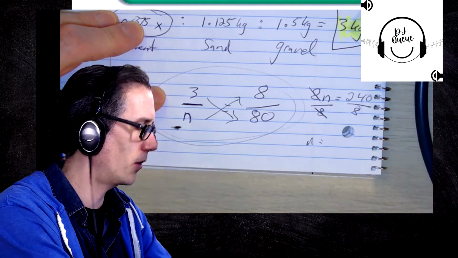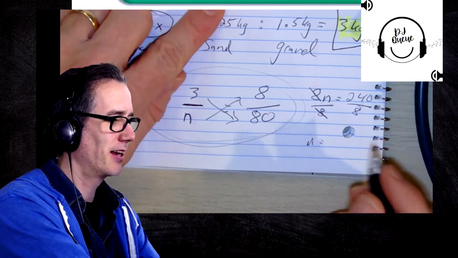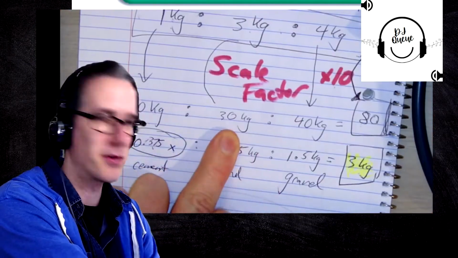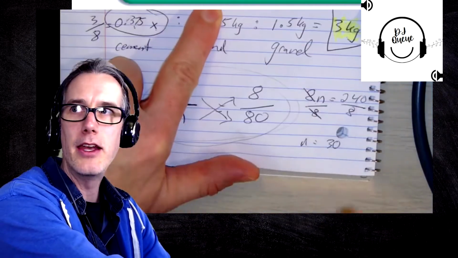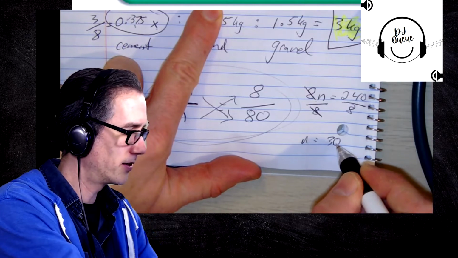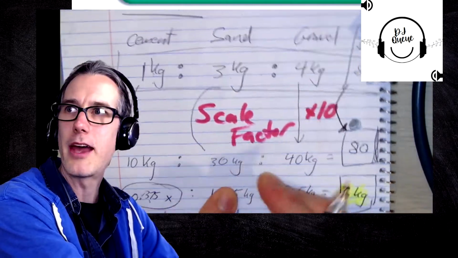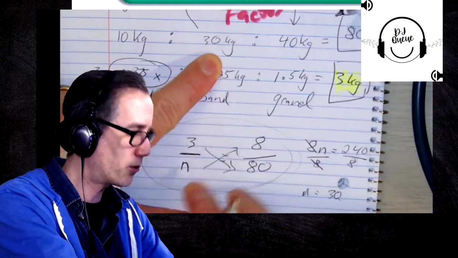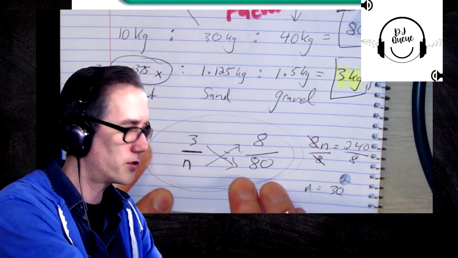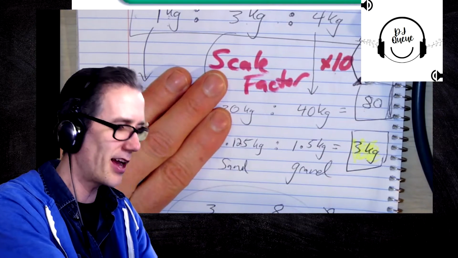Wait, that's not right. Oh, this is back on that original question. That's why I was like, what? Why is that number so big? But you can see n equals 30. That's my sand. And on my original question, that was what we got. So you can set it up and cross multiply, or you can do the scale factor. Does that make sense? I hope so.